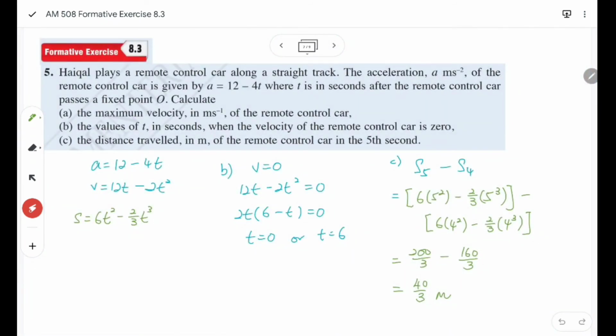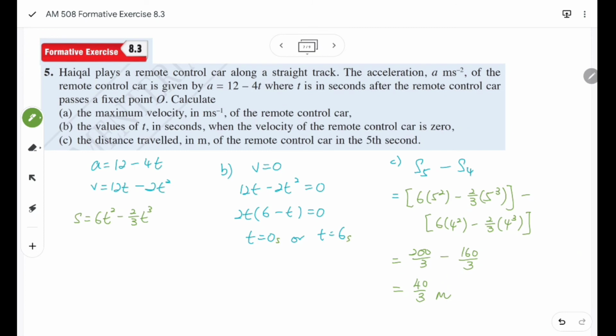B, the values of t in seconds when the velocity of the remote control car is 0. So when the velocity of the car is 0, it means that v equals 0. So from our function, v equals 0, we get 2t times (6 minus t) equals 0, and t equals 0 or t equals 6. So the velocity of the remote control car is 0 when t equals 0 seconds or t equals 6 seconds.